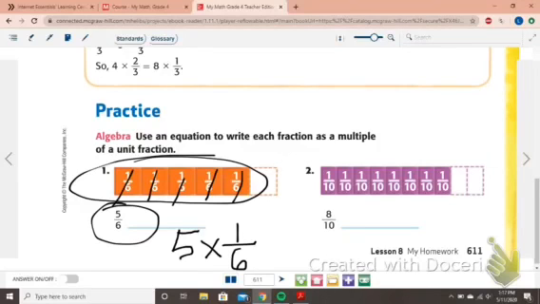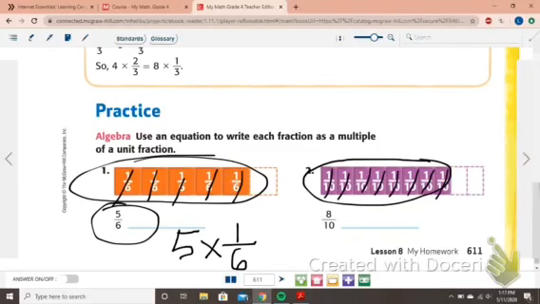If you go here to the tenths, well, how many 1/10ths are here? There are 8 of them. 1, 2, 3, 4, 5, 6, 7, 8. That means this one would look like this: 8 times 1/10. Okay? So if that's okay, and that's pretty simple.